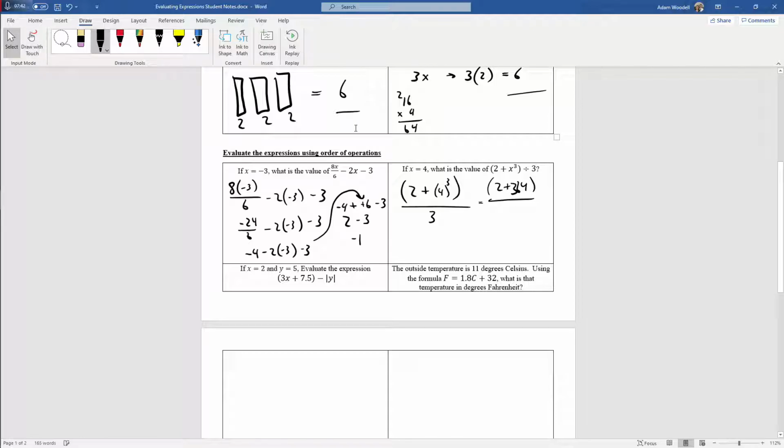Don't know what happened here. Let me grab that. Can I grab that 3 on its own? No, I can't. So I'm just going to erase the whole thing. So I've got 2 plus 64, all of that divided by 3. And I know what 2 plus 64 is. That's easy. It's 66 divided by 3. And if I do 66 divided by 3, I get 22.